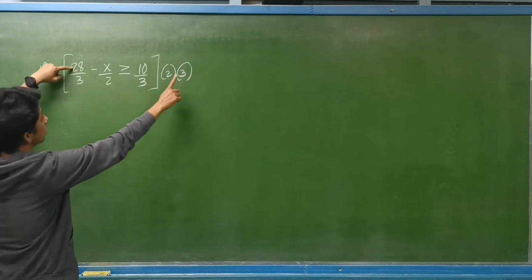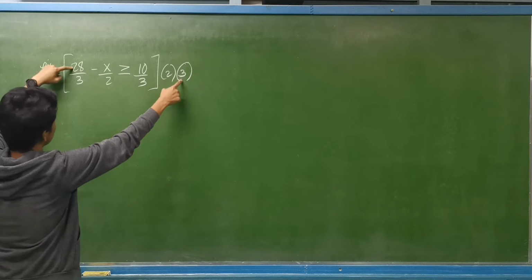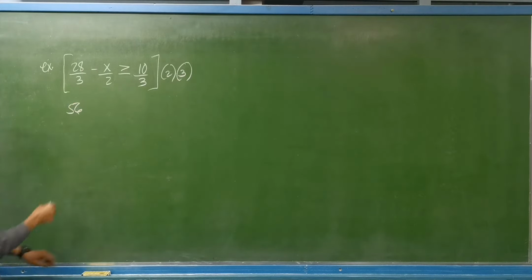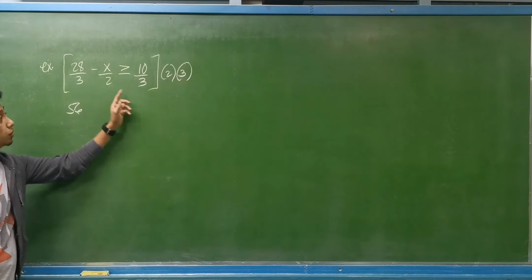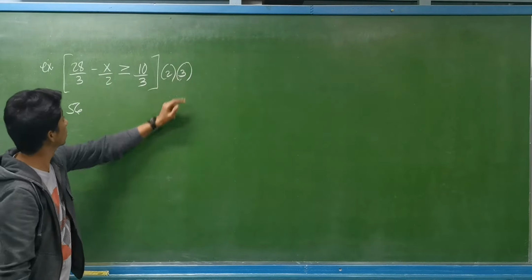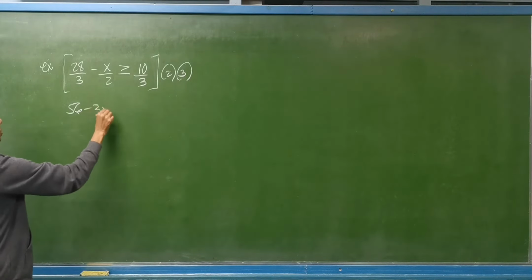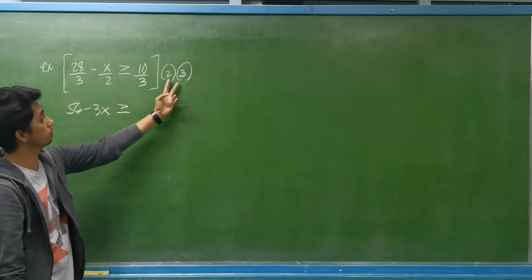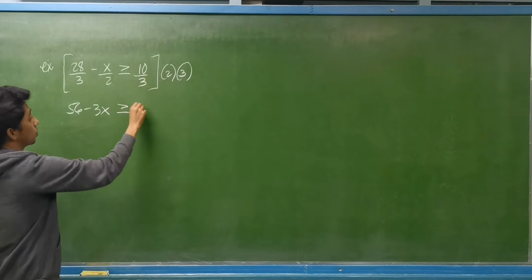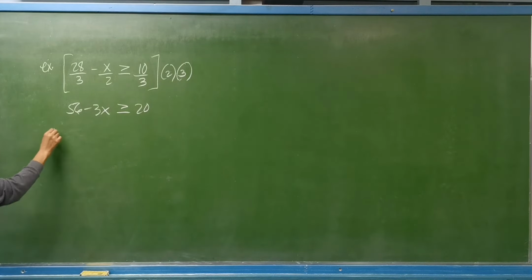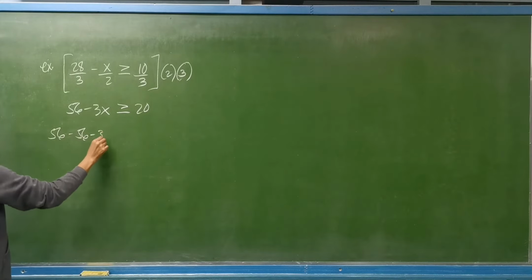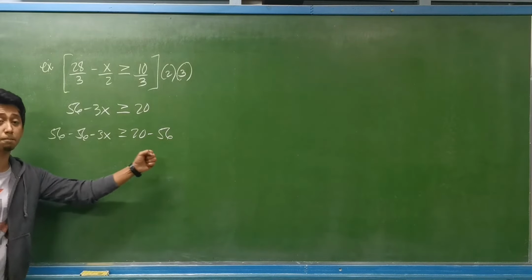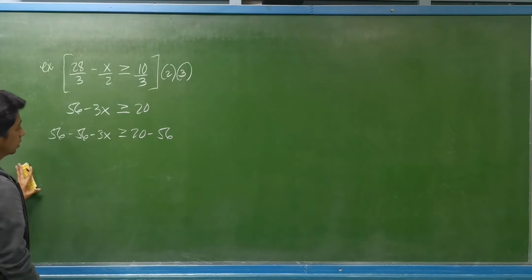So it's the same as 28 times 2 times 3 over 3. So we may cancel 3. We have 28 times 2, this is 56. Negative x over 2 times 2 times 3, we may cancel 2. So this is minus 3x is greater than or equal to, we are to maintain the sense of inequality since both are positive. We may cancel 3, 10 times 2, this is 20. So we have 56 minus 3x is greater than or equal to 20. Then we are subtracting 56 from both sides of the inequality.